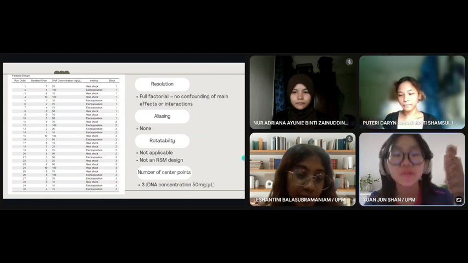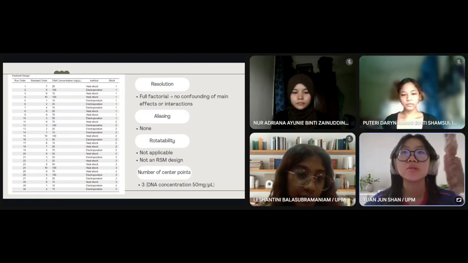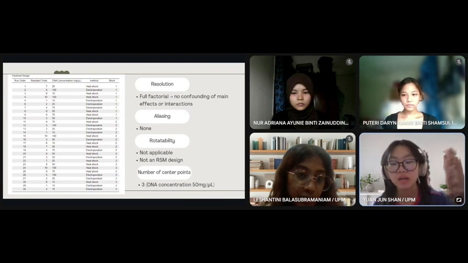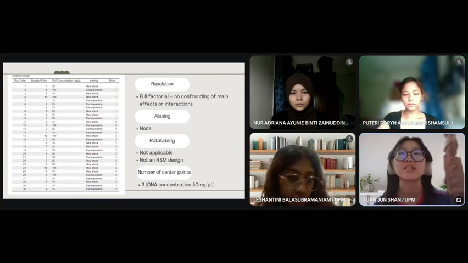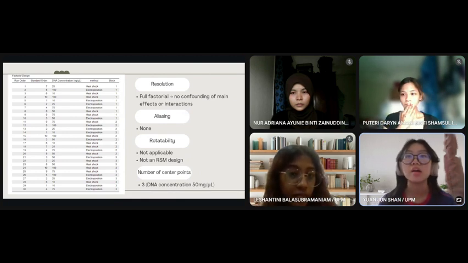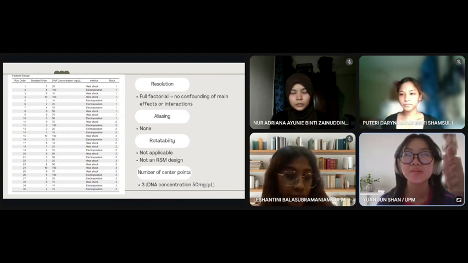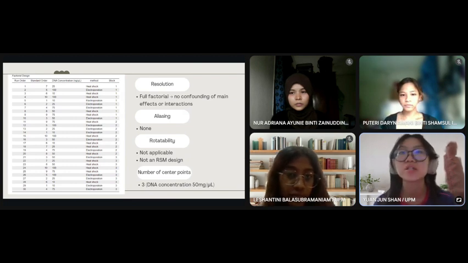Okay, moving on to the resolution. The resolution that we use is a full factorial, which means that there's no confounding of the main effects or interactions, and as for the biasing, we have no aliasing or confounding. And rotatability is not applicable as this is not an RSM design. And for the number of center points, we have 3, which is the DNA concentration at 50 nanograms per microliter.